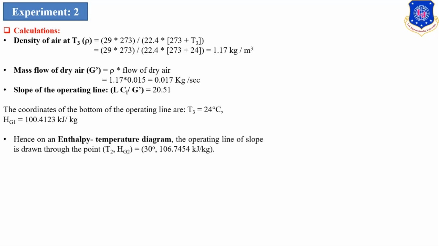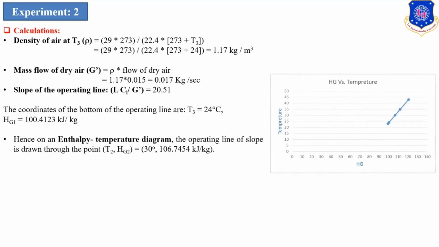Now on the enthalpy temperature diagram, the operating line of the slope will be drawn through this point, that is T2, Hg2, and so it will be 30 degree and 106.7454 kilojoule per kg. And when we draw the enthalpy temperature diagram, it will look like this. Okay, and this is the operating line.